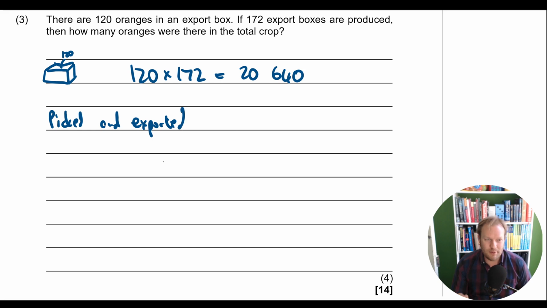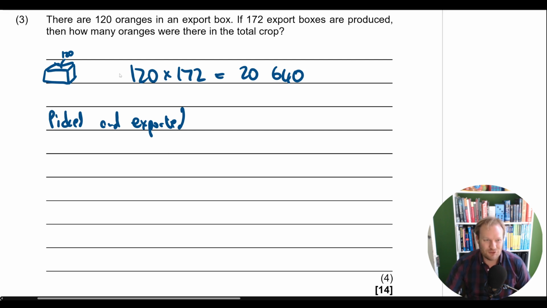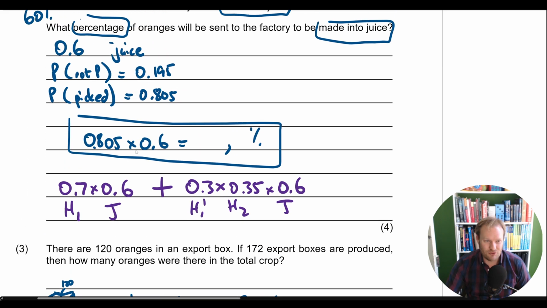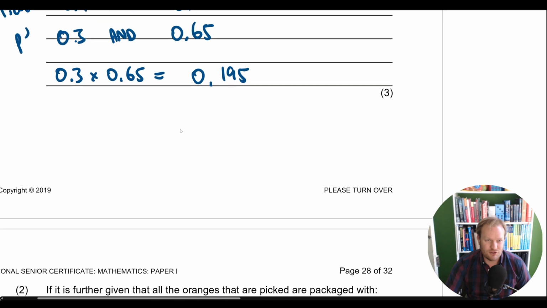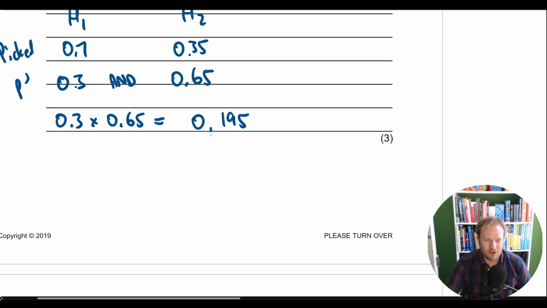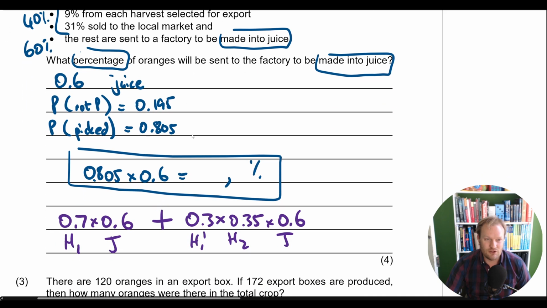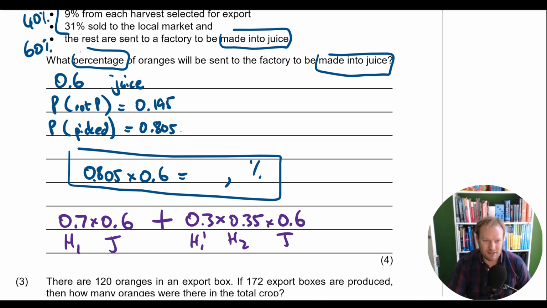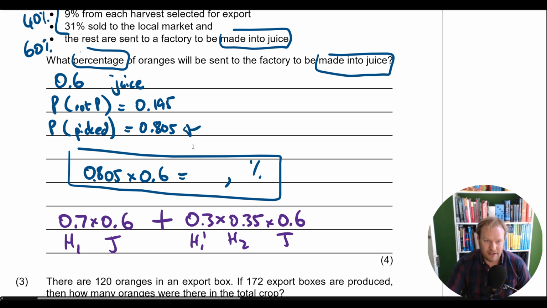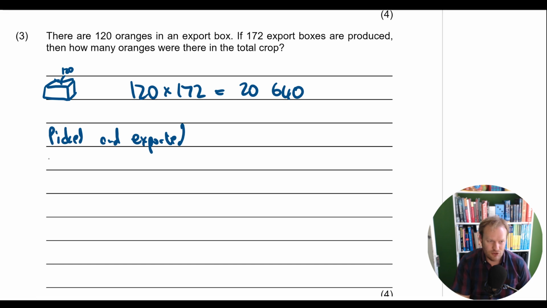Now, we know the probability of an orange being picked. We saw that and leveraged it in option 1 of the previous question, where we used the fact that the probability of an orange not being picked is 0.195. So therefore the probability of an orange being picked is 0.805. Okay, so 0.805 is the probability that it is picked.